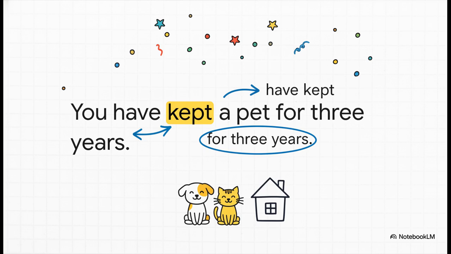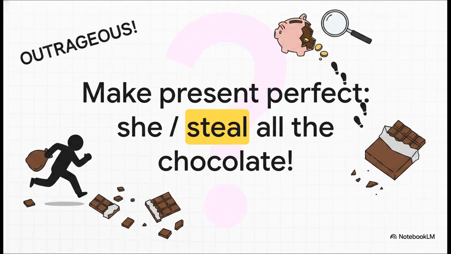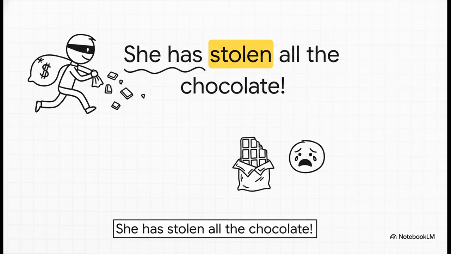Let's try another one. Next prompt. Make this into a present perfect sentence. She steal all the chocolate. Honestly, who steals all the chocolate? Outrageous. Go ahead and form the sentence. 3, 2, 1. The answer is she has stolen all the chocolate. Remember, because our subject is she, we absolutely must change our auxiliary verb to has. She has stolen. And the present result? There is 0 chocolate left for us.